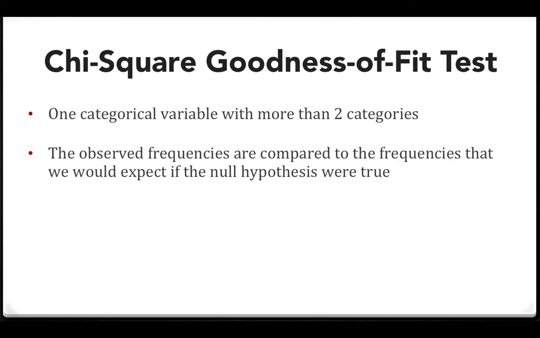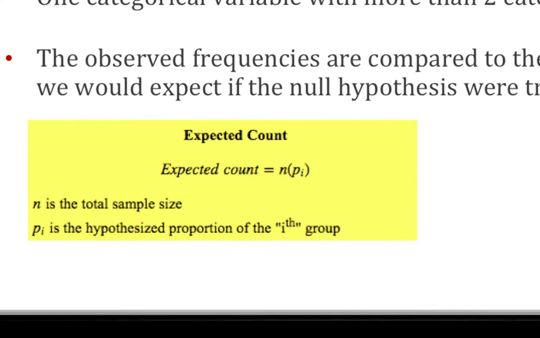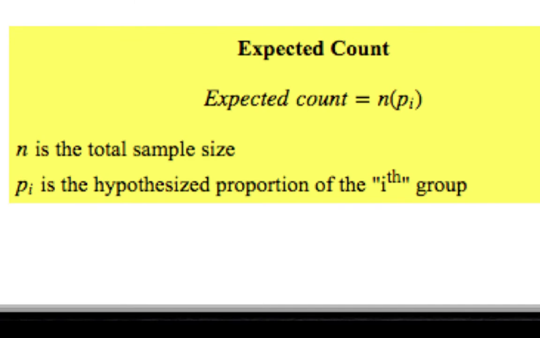In this test, the observed frequencies are compared to the frequencies that we would expect if the null hypothesis were true. This will also be true for the chi-square test of independence. The first step in computing a chi-square value is to determine what all of the expected counts are. An expected count for a cell is equal to n times p, where n is the total sample size, and p is the hypothesized value of the proportion for that group. This is the proportion in the null hypothesis.